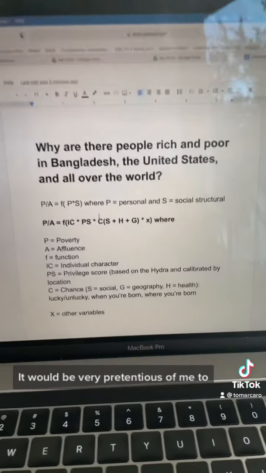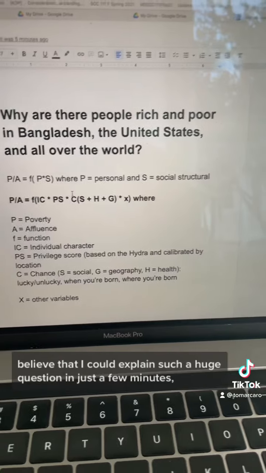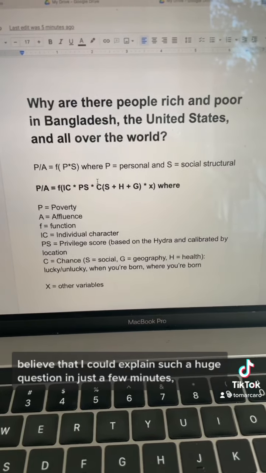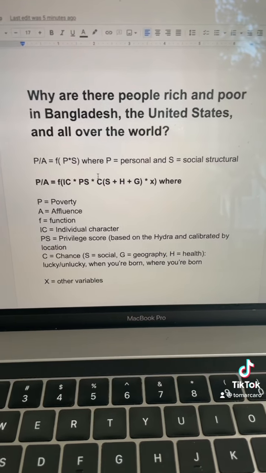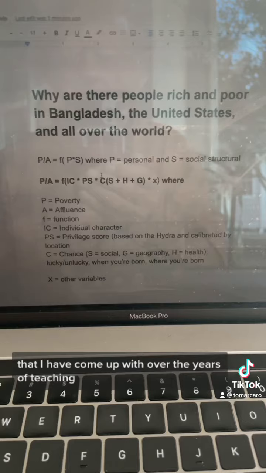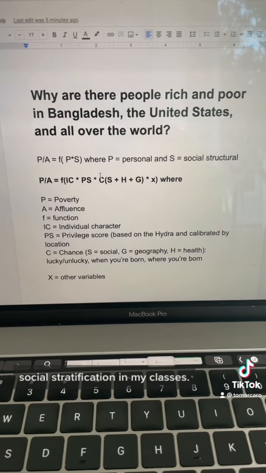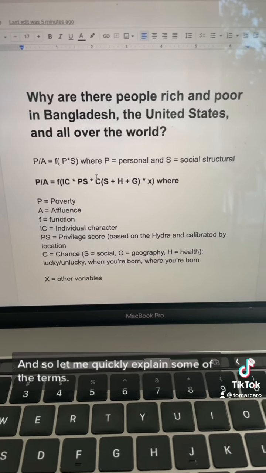It would be very pretentious of me to believe that I could explain such a huge question in just a few minutes. But what you see in front of you is an equation that I have come up with over the years of teaching social stratification in my classes. And so let me quickly explain some of the terms.